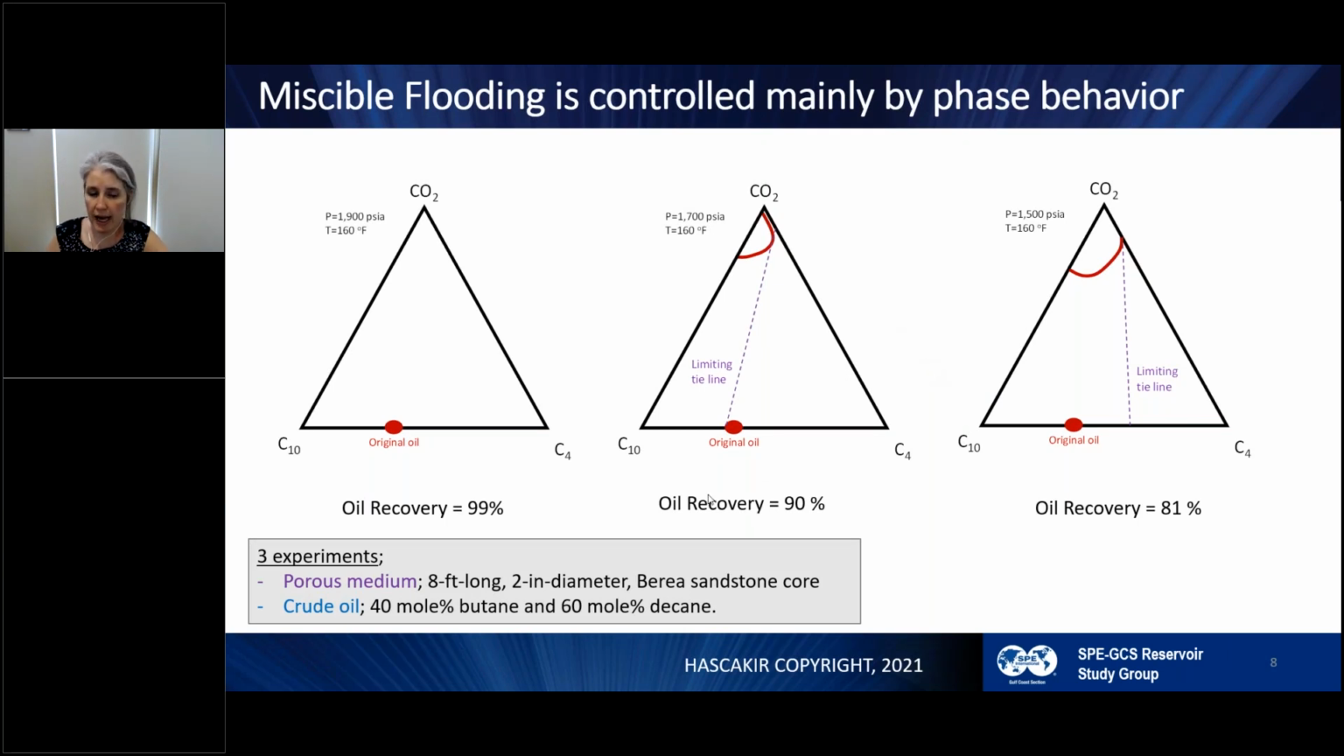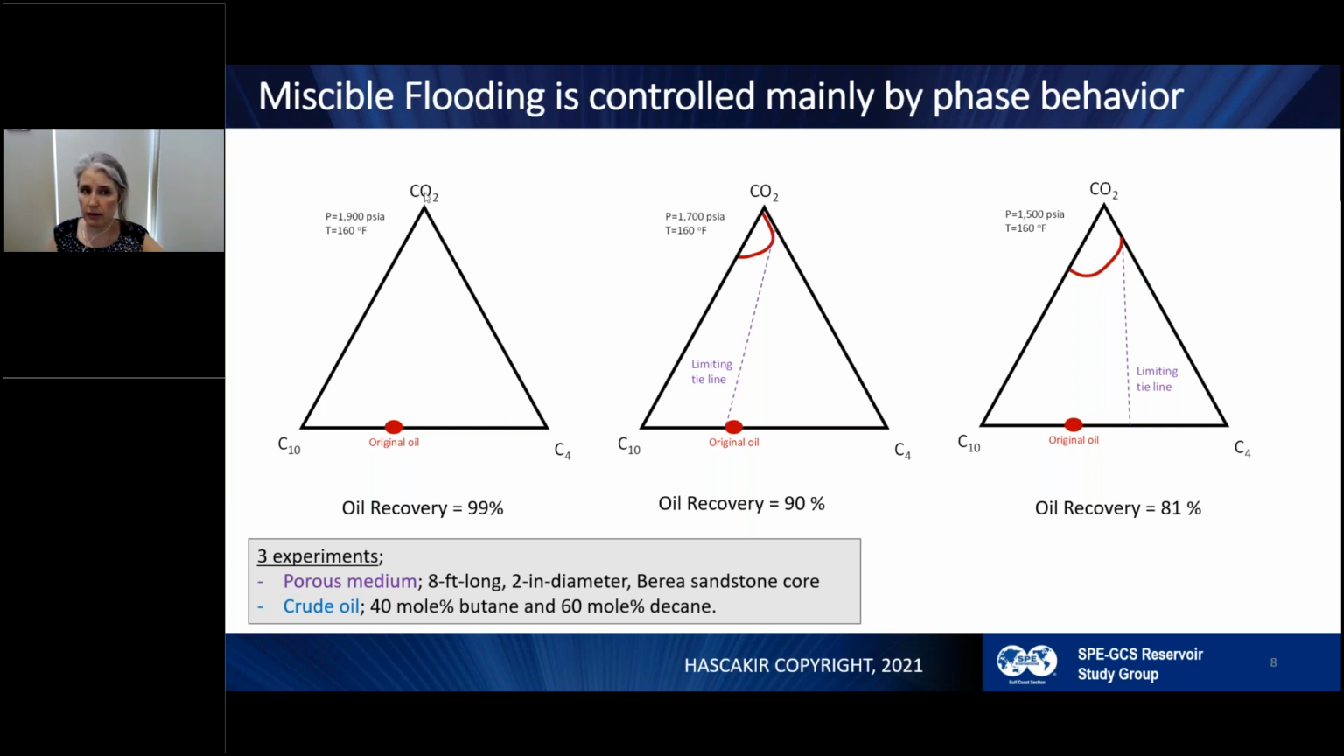And here I have an initial oil composition given as 40 mole percent butane and 60 mole percent decane, and I am putting this composition on a ternary diagram. So this is my two-component system, and this is my initial oil, and I would like to recover this oil by injecting carbon dioxide to this reservoir. So my question is, can I maintain the miscibility? So if I increase the reservoir pressure to 1900 psi, this is my phase behavior, which is given with the ternary diagram for the three-component system.